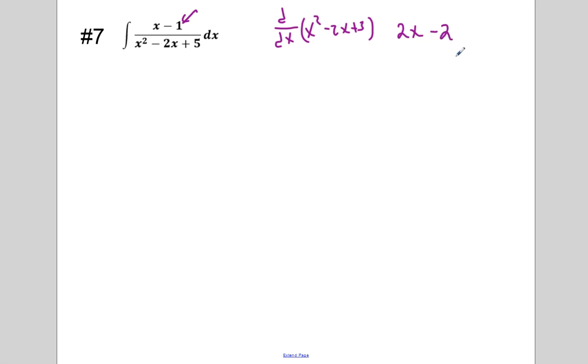I should have worked this out ahead of time. I didn't. I got overconfident. So that's 2x minus 2. But if I factor out a 2, I get an x minus 1. So we're going to have to factor out that 2. Let's go ahead and do that.